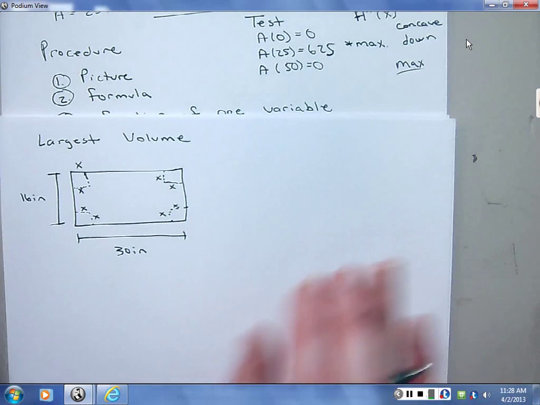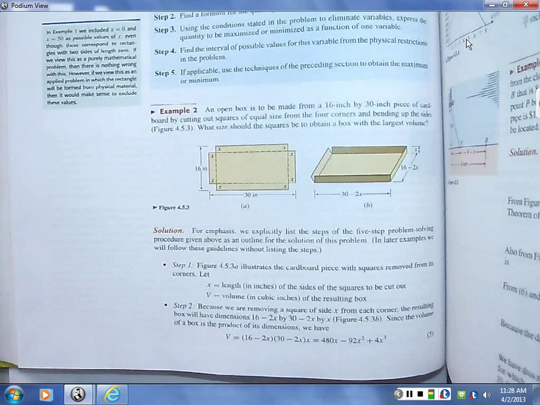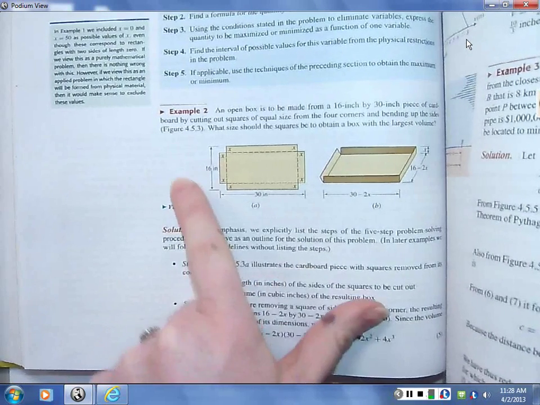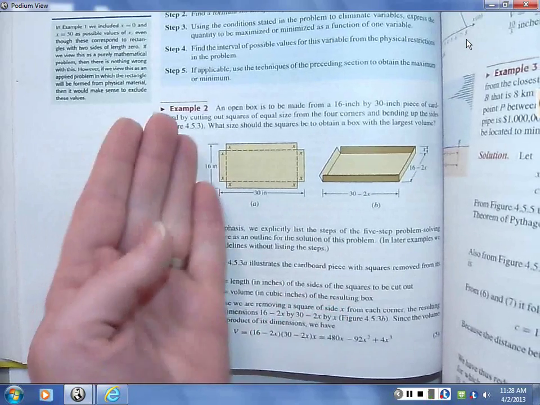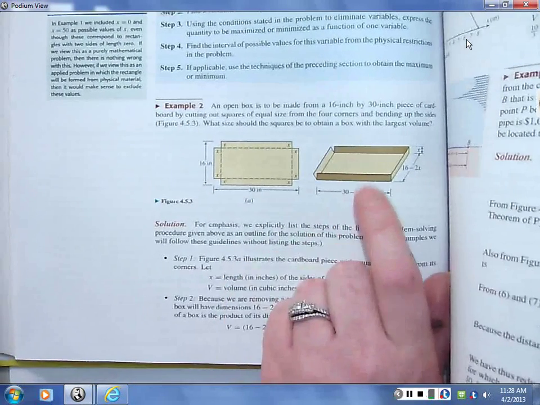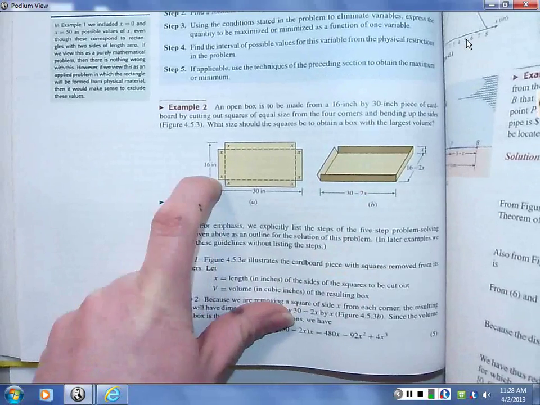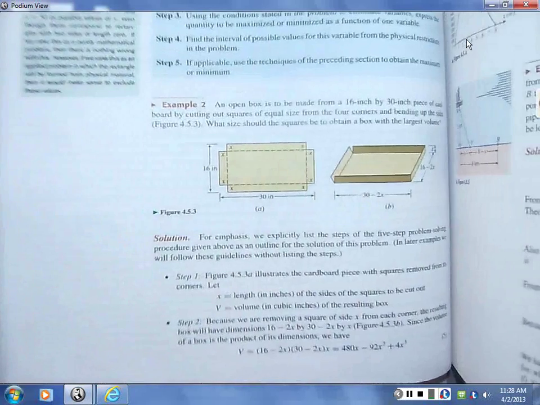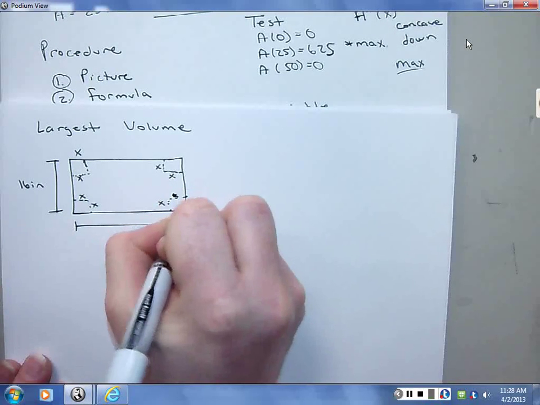Right? So my drawing's not necessarily the best. This one's in your book. So I have a piece of sheet metal that's 30 by 16 inches. If I cut out the corners a distance of x, and I fold this up, I have a rectangular container, right? And I want to cut out a magic number x so that it maximizes the volume, right? So let's say this is x here.